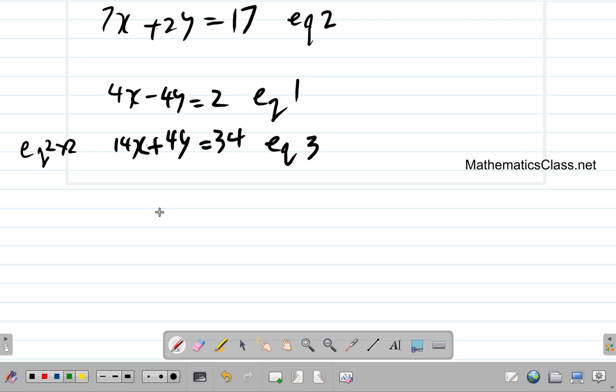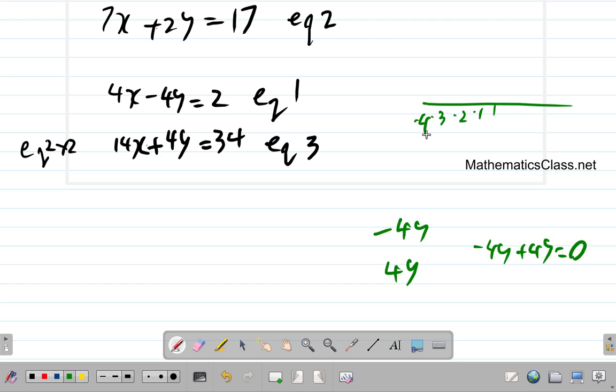We're going to have to add, because here negative 4y and 4y, when we add them, negative 4 plus 4 is 0. Negative 4y plus 4y is 0. Remember our number line? Negative 1, negative 2, negative 3, negative 4. Negative 4 plus 4, 1, 2, 3, 4 brings us to 0. Alright? So, in that case, we're going to have to add.